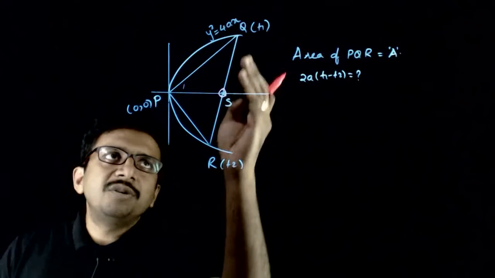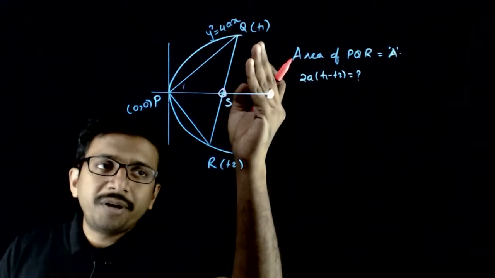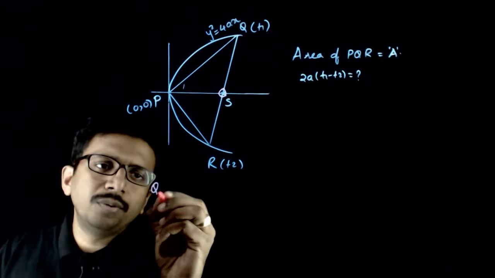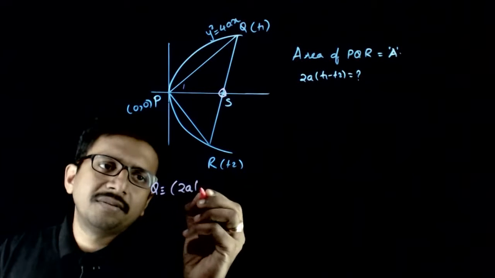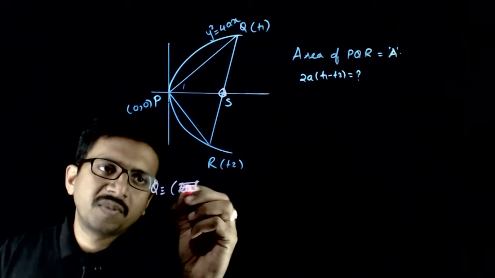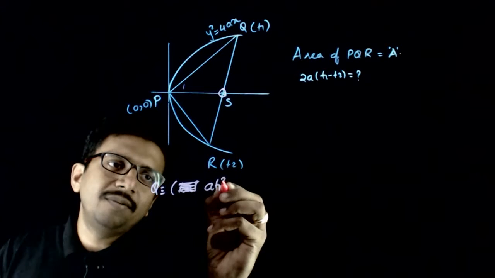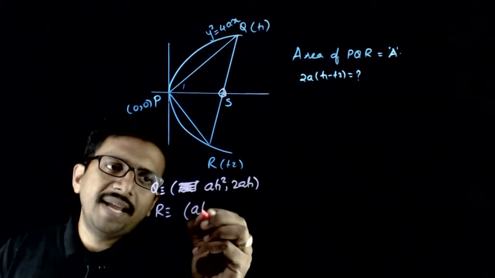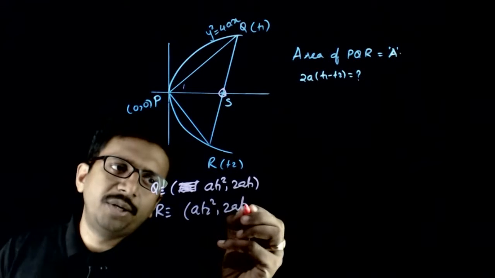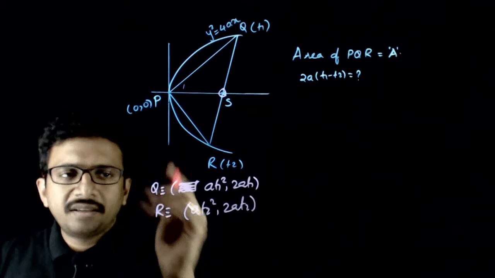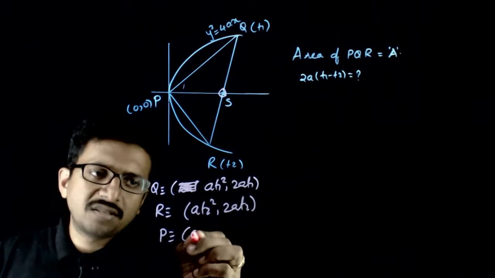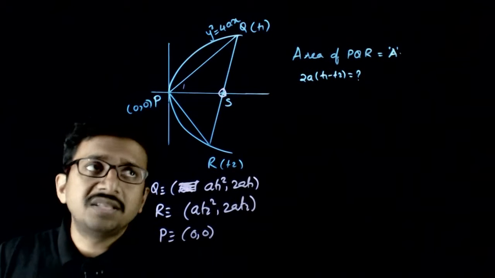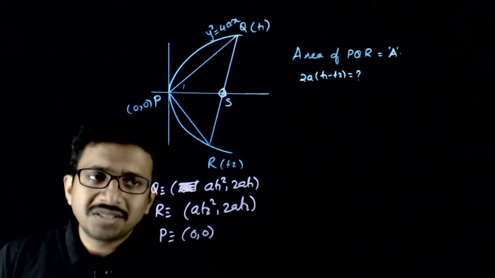Now let us assume that the parameter of the point Q is T1 and the parameter of point R is T2. So point Q can be written as a T1 square comma 2a T1, and point R can be written as a T2 square comma 2a T2, and the point P is the vertex which is the origin, and it's given that the area of this triangle is equal to capital A. So what is the area of this triangle?